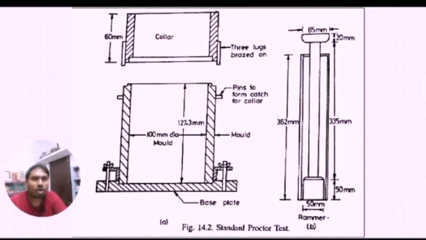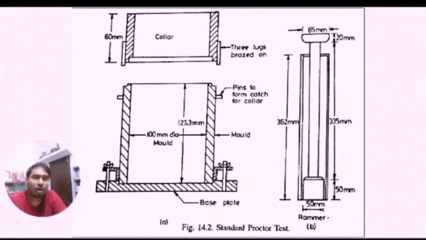and he suggested this standard Proctor mold of height 127.3 mm and diameter 100 mm. There is a base plate, which we can see in our slide, and the mold has 100 mm diameter and 127.3 mm height. There is a collar of 60 mm height and the same diameter, that is, the internal diameter is 100 mm.